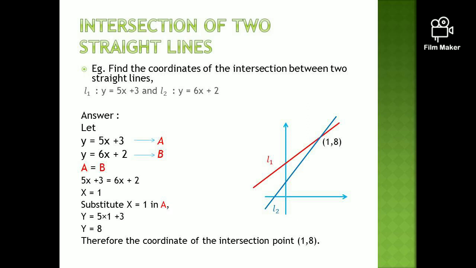Then we know the x coordinate. Then how do we find the y coordinate? Substitute this x equals 1 in either equation A or B. I have used equation A to find the coordinates. If you substitute 1 instead of x in equation A, you will obtain the answer y as 8. Therefore, you can write the coordinates of the intersection point as (1, 8), as shown in the diagram.